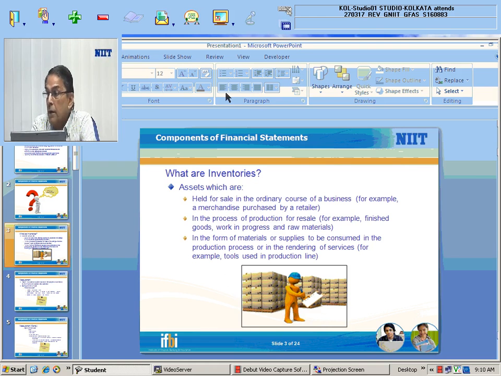That is also inventory. So inventory is a broad definition. For retail trade, it is basically the merchandise held in the ordinary course of business for selling, or in a manufacturing business it is raw materials, stock in process, finished goods. It also can be consumables which are used in the production process or for rendering various kinds of services. These assets are called inventories.